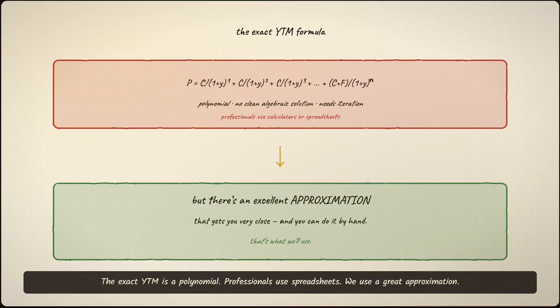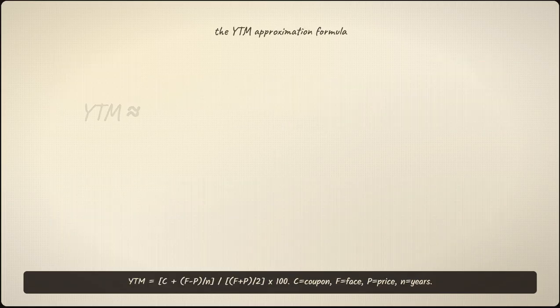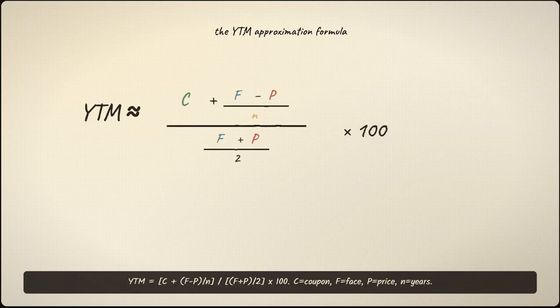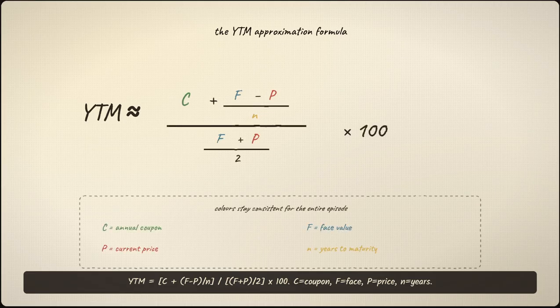In practice, professionals use financial calculators or spreadsheets, but there is an excellent approximation formula that gets you very close and is fully hand calculable. The yield to maturity approximation formula is written below, where C is the annual coupon, F is the face value, P is the current price, and N is the years to maturity.